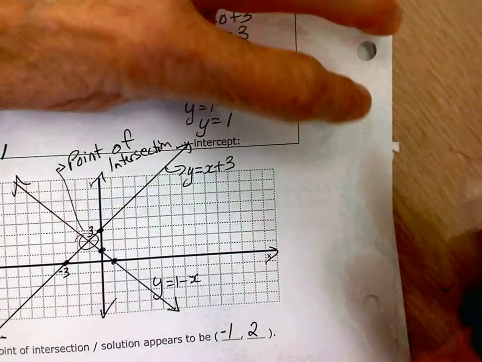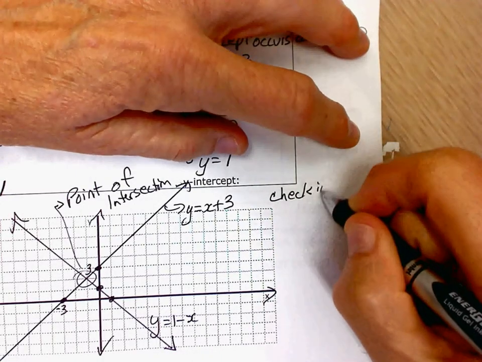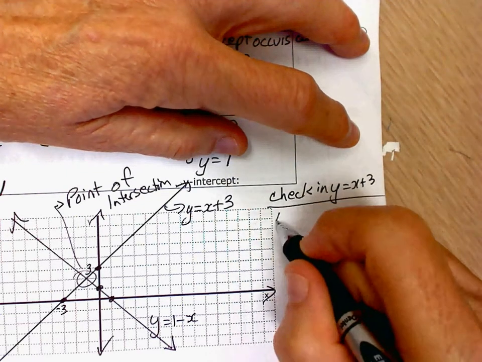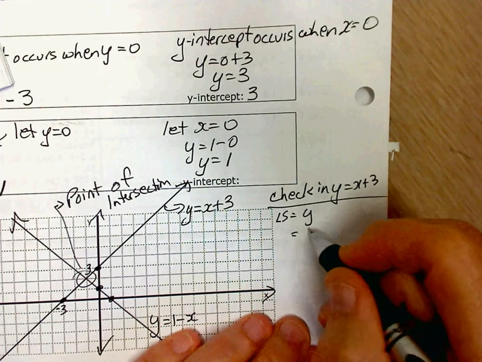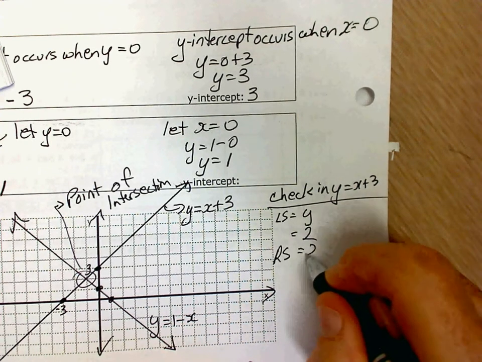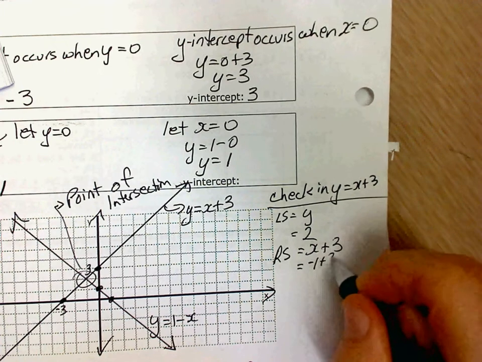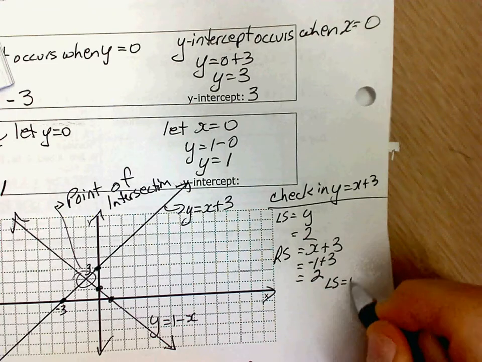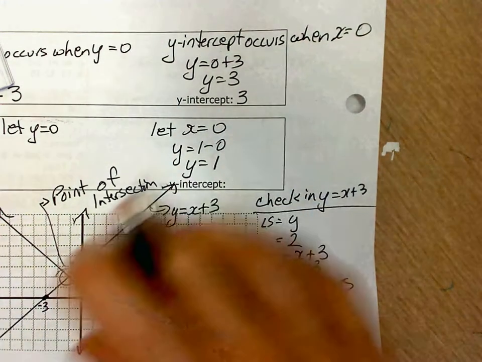So we'll check in y equals x plus 3. So we know left side equals y, and y equals 2 according to our solution. Right side of our equation is x plus 3, and we'll sub in negative 1 plus 3. That equals 2. Oh, so left side equals right side. So far so good. We know it satisfies this line. Let's see if it satisfies this line.